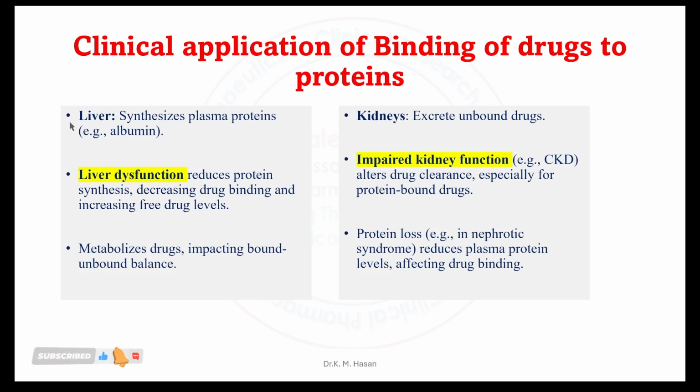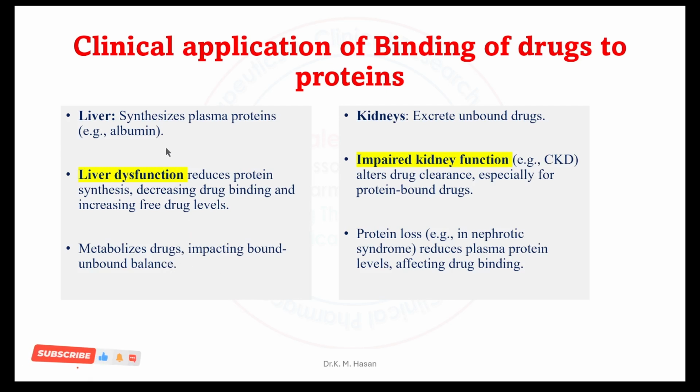We know that the liver is considered the source of synthesis of plasma proteins such as albumin. If the patient suffers from liver dysfunction, that means reduced protein synthesis, decreased binding to the protein, and increased level of free drugs. In this case, drug metabolism also affects the bound and unbound balance.